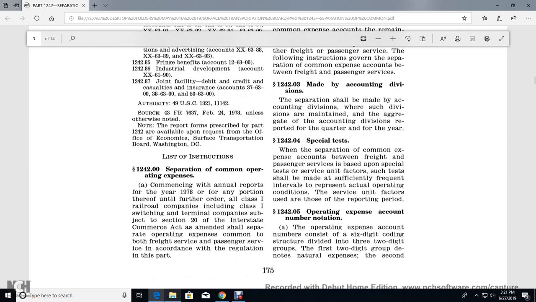alright, list of instructions. 1242, separation of the common operating expenses, commencing with the annual reports of the year 1978, or any portion thereof. It is further ordered that Class 1 railroad companies, including the Class 1 switching and terminal companies that are subject to Part 20 of the Interstate Commerce Act, shall separate operating expense accounts between freight and passenger service according to the regulations of this part.